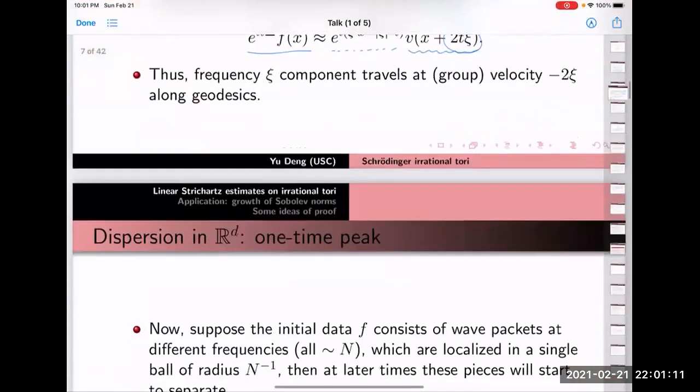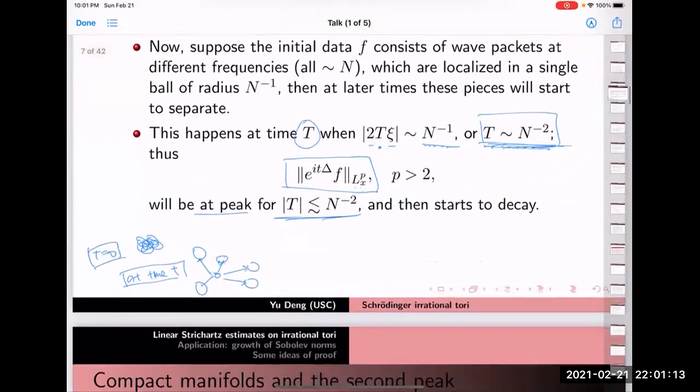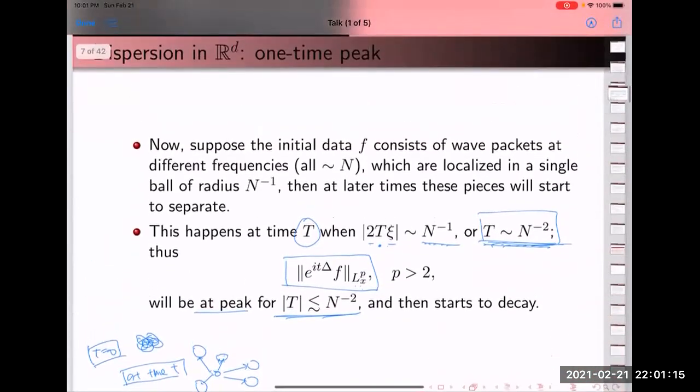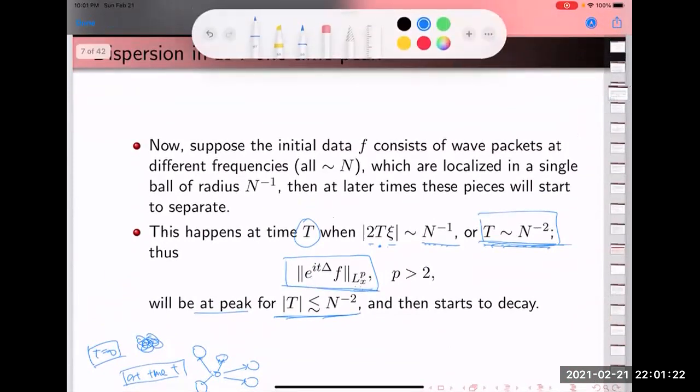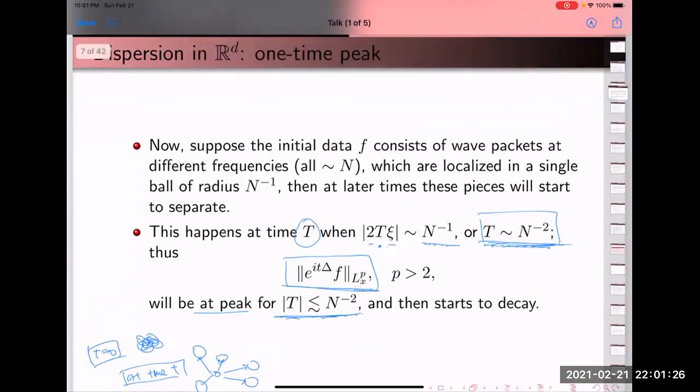Okay, so this is a very simple heuristic behind the Strichartz estimates on Rn, because due to dispersion, this LP norm will only have one peak at time equals 0, or almost up to time n to the minus 2, if your data have frequency n.